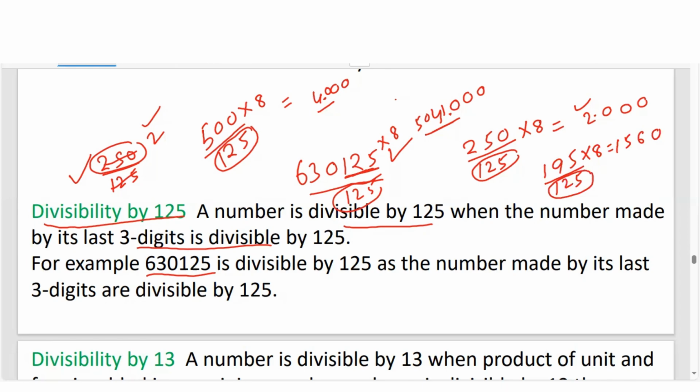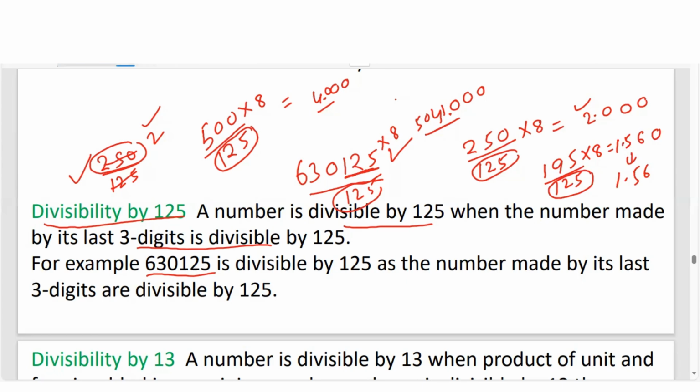Now after 3 digits, the decimal is here. So your answer is what? 1.56. 1.56 is your answer. You can check this answer also. So that means 195 divided by 125, what will we get? 1.56. So this is a simple technique to divide any number by 125.